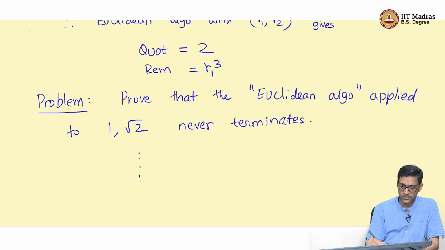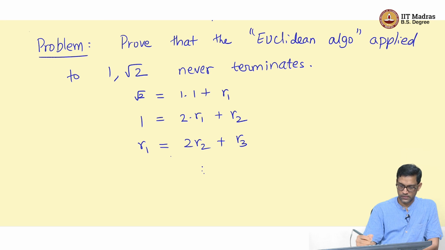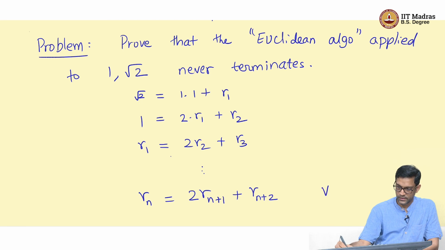And in fact, not just that, if you do the nth step, so we kept doing all the various steps starting with the first one, root 2 is 1 times 1 plus R1, which is root 2 minus 1. So this is the first step. The second step, if you remember, is 1 divided by R1, R2, R1 becomes 2R2 plus R3 and so on, and in general this is how it will always look. The nth equation looks like this: Rn = 2Rn+1 + Rn+2. This is for all n greater than or equal to 1 if you wish.